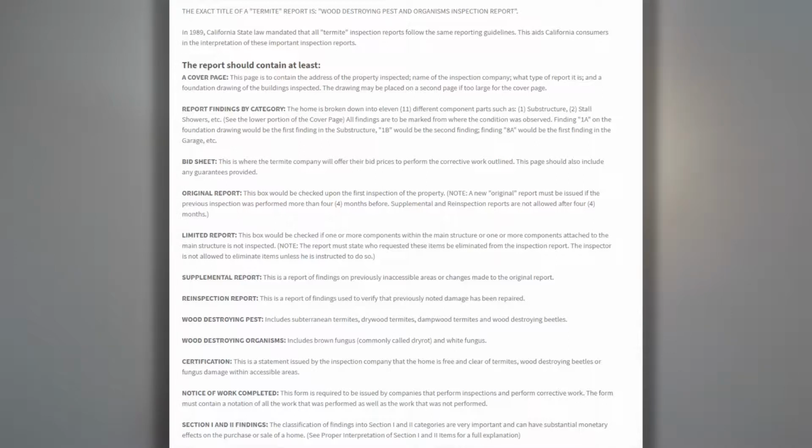have on loans. Since 1989, the state of California has said all termite reports have to have the same information organized the same way. So each report can look a little bit different, but they divide what their findings are into Section 1, Section 2, and Section Unknown. So when you hear a realtor or a lender talk about, well, what is the Section 1 work that needs to be done? They're referring back to the report and those items that are identified as Section 1.